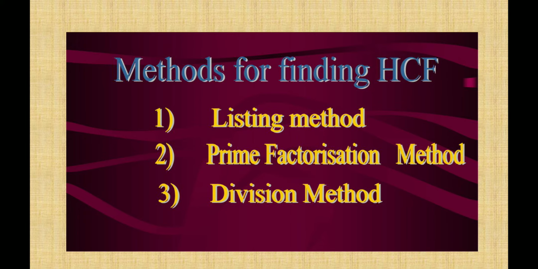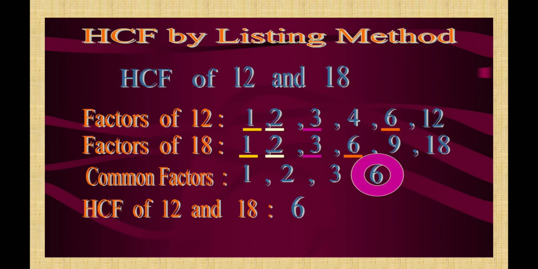Listing method means the method which I have discussed just now. Listing method means we are going to list the common factors of the numbers. Suppose we take an example: 12 and 18. Find the HCF of 12 and 18. The factors of 12 are 1, 2, 3, 4, 6, and 12. Factors of 18 are 1, 2, 3, 6, 9, and 18.